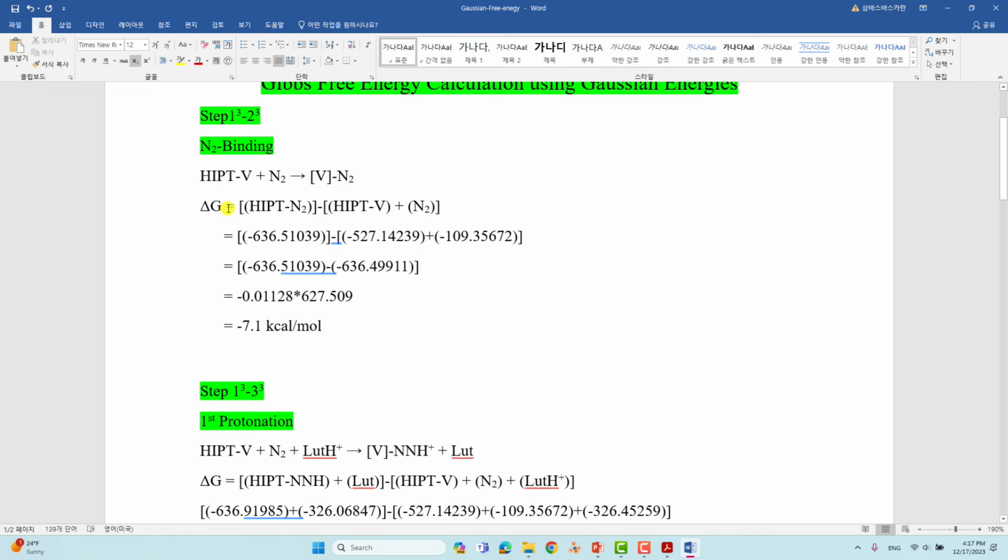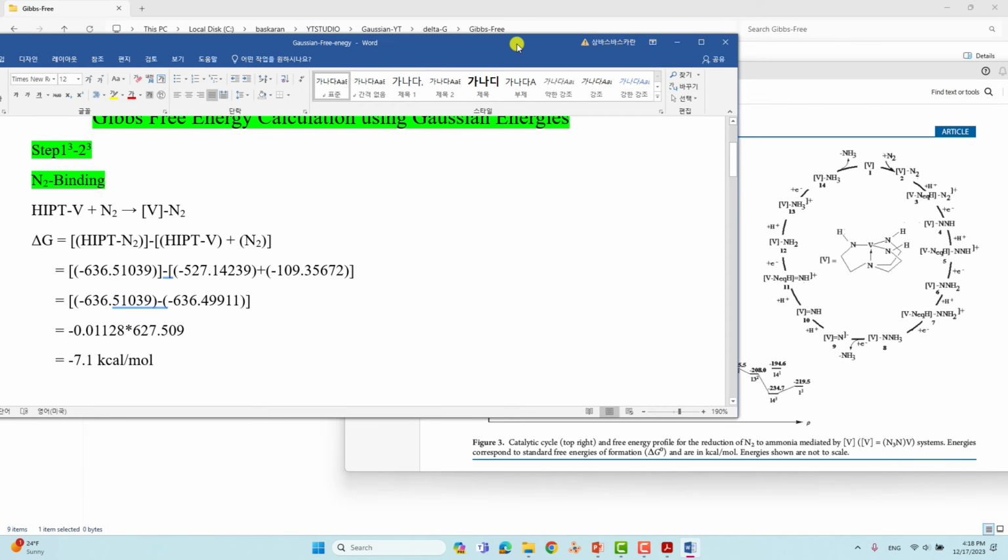So here I will tell you how to calculate these Gibbs free energies, delta G. So HIPT N2, this is actually the product. So you have to put your product on the left side, and you have to put your reactants on the right side. So you have to subtract these two energies and you will get the corresponding Gibbs free energy. So I added those energies. This is the HIPT N2 energy, this is the HIPT vanadium energy, this is the N2 energy. I will show this energy in the supporting material file.